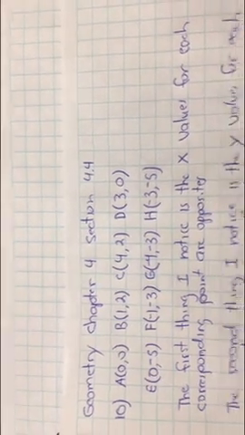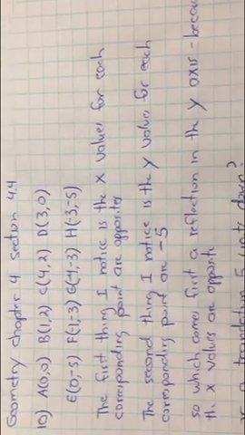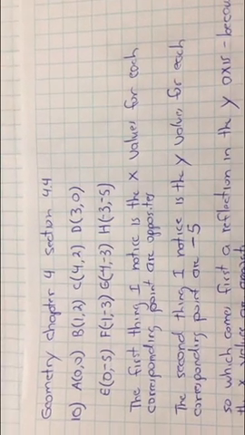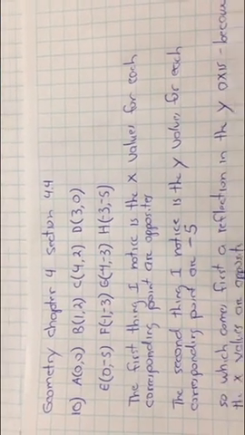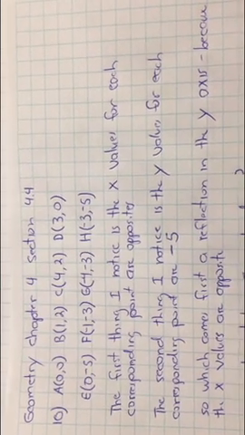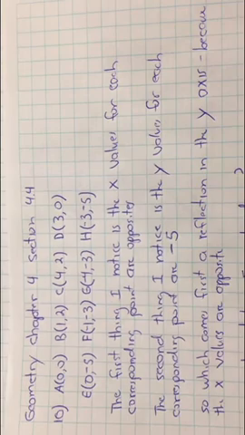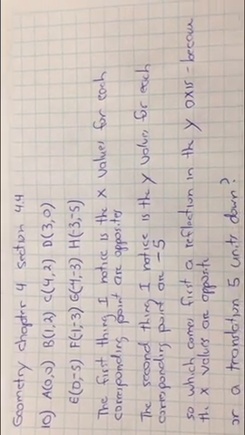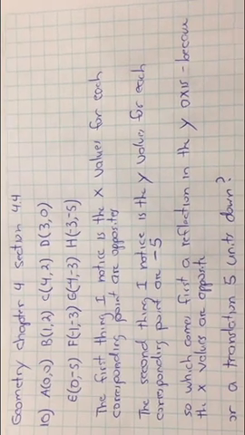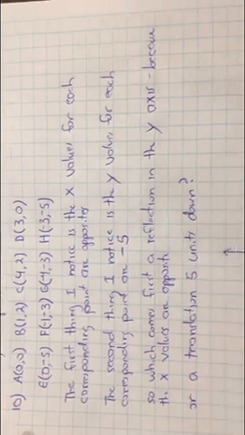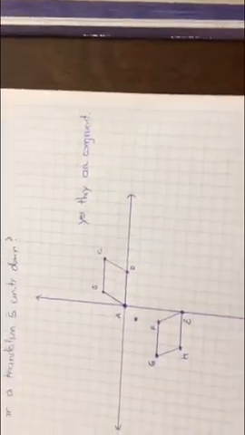I have some rules about this, don't I? So I notice that the X's are opposite, and I notice that my Y's are dropping by 5. So which comes first? A reflection in the Y-axis, because notice the X values are opposite, so that implies a reflection in the Y-axis. Or did I drop everything by 5 on the Y's, a translation down 5 units? Well, let's graph it and see if it really matters.